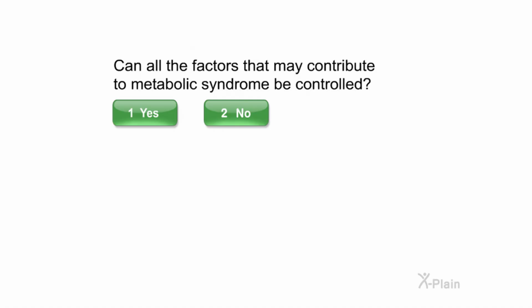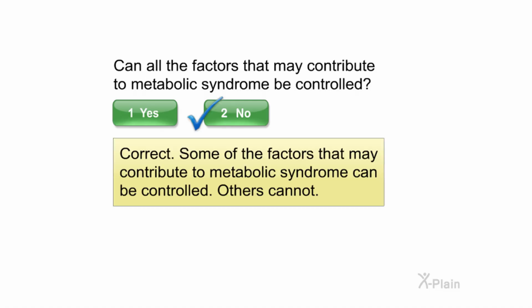Can all the factors that may contribute to metabolic syndrome be controlled? Select yes or no. Correct. Some of the factors that may contribute to metabolic syndrome can be controlled, others cannot.